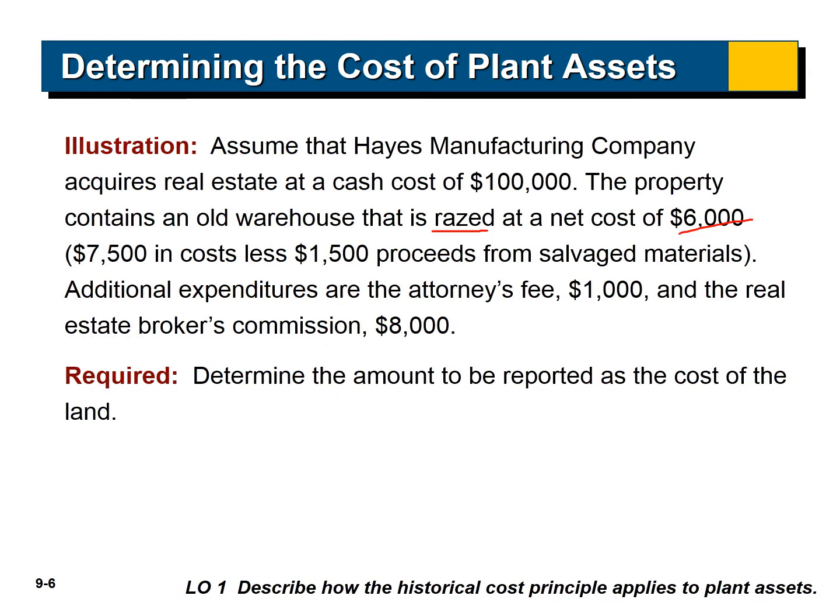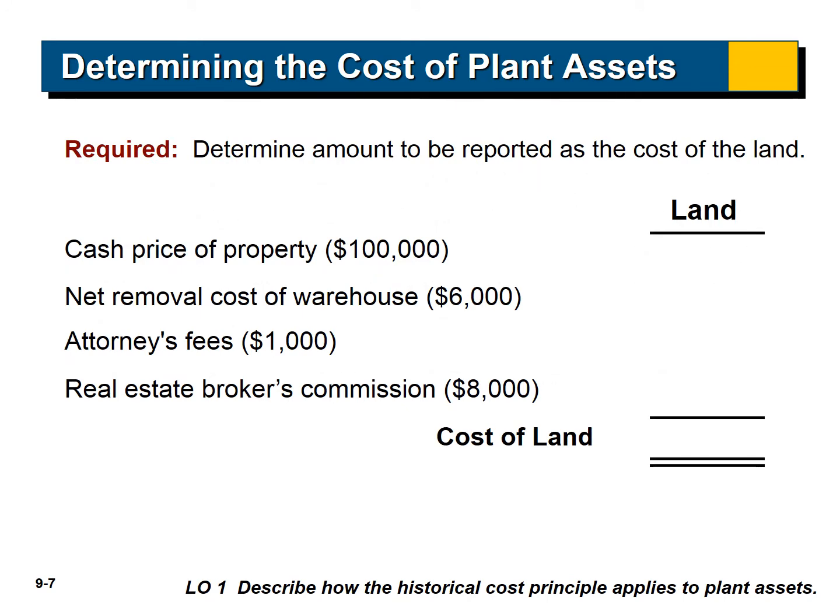The cost to be reported is the cost, the cash price, the removal of the warehouse. You had to pay that to get it ready for use, the attorney's fees, and the real estate brokers. All those costs. So it's not just the cash price, it's all those other costs too.